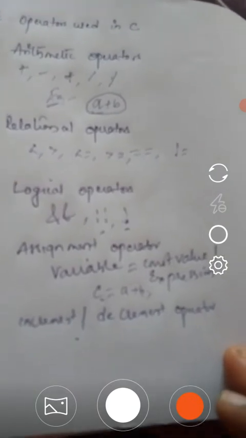And the next type of operators are increment or decrement operators. Here C allows two very useful operators not generally found in other computer languages. These are the increment and decrement operators. We can write the increment operator like this, plus plus, and the decrement operator like this, minus minus. The operation plus plus adds 1 to its operand and minus minus subtracts 1.